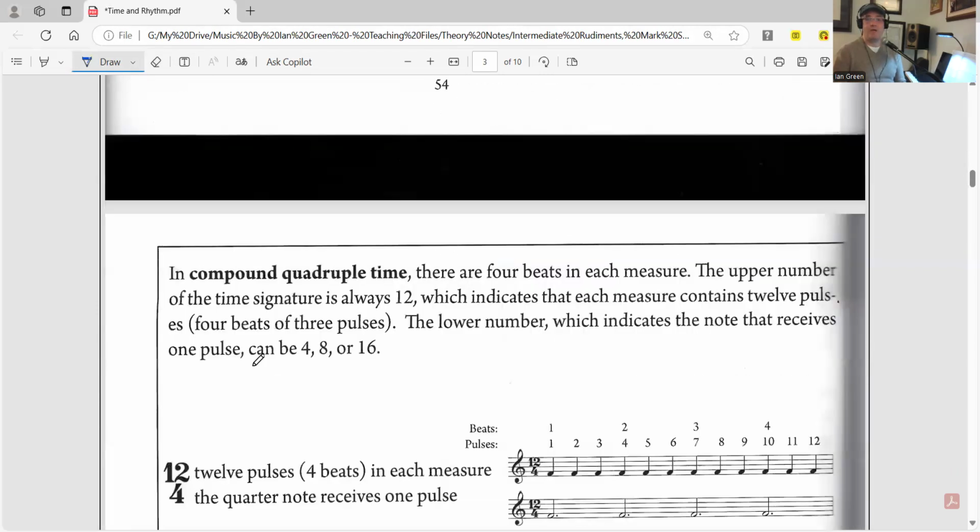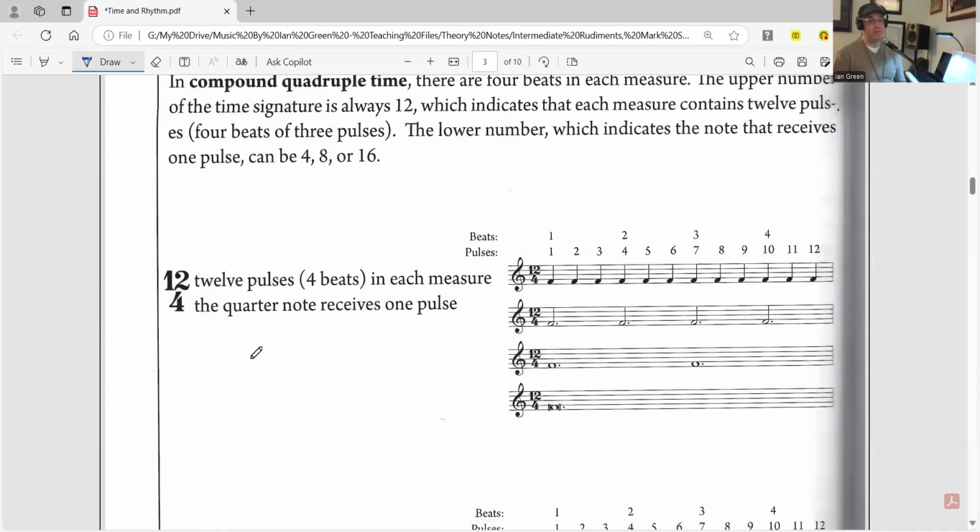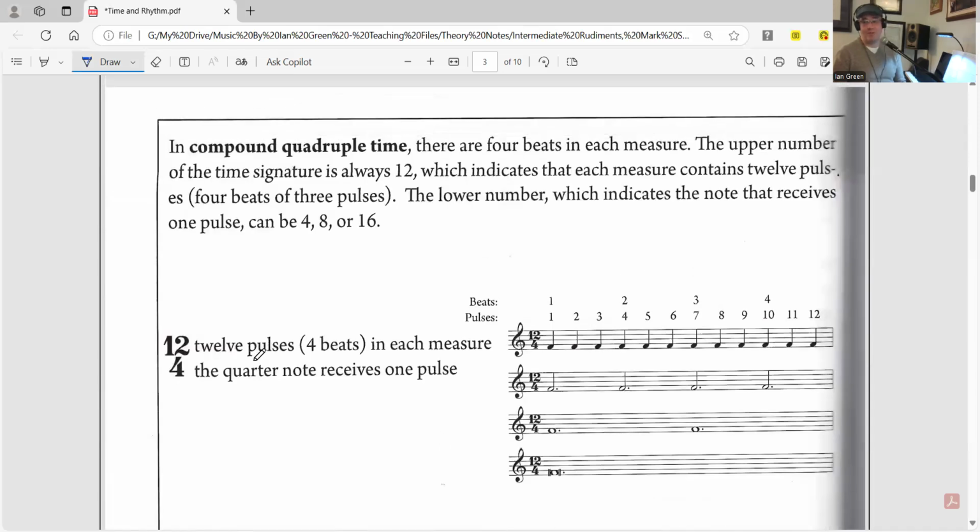When we have compound quadruple time, it's the same principle again, except 3 times 4, of course. 3 beats in each group and 4 groups per bar, quadruple. We have 12 individual beats, but 4 subdivisions of groups of 3. 1, 2, 3, 4, 5, 6, 7, 8, 9, 10, 11, 12.